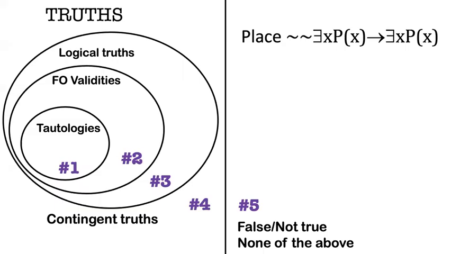Hi folks, this video is about truth functional form and the truth functional form algorithm. What I want you to do is try to place this sentence, not exists x P of x, arrow exists x P of x. Where do you think this would go in the chart? Pause your videos and try to figure that out.